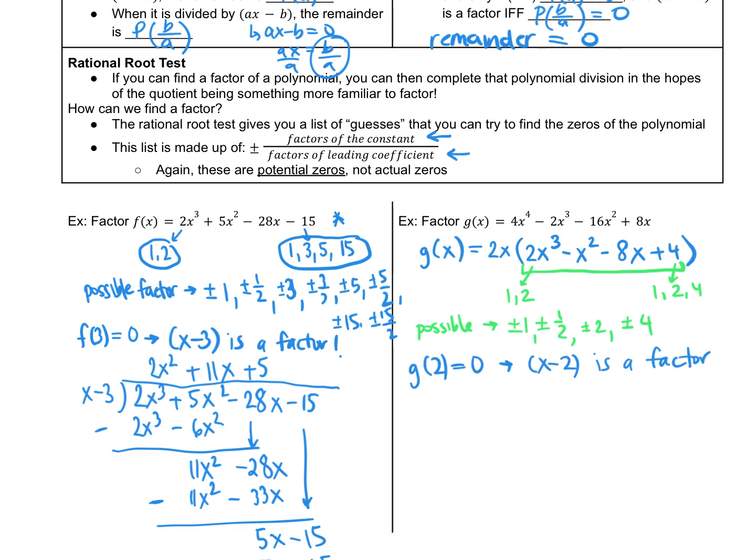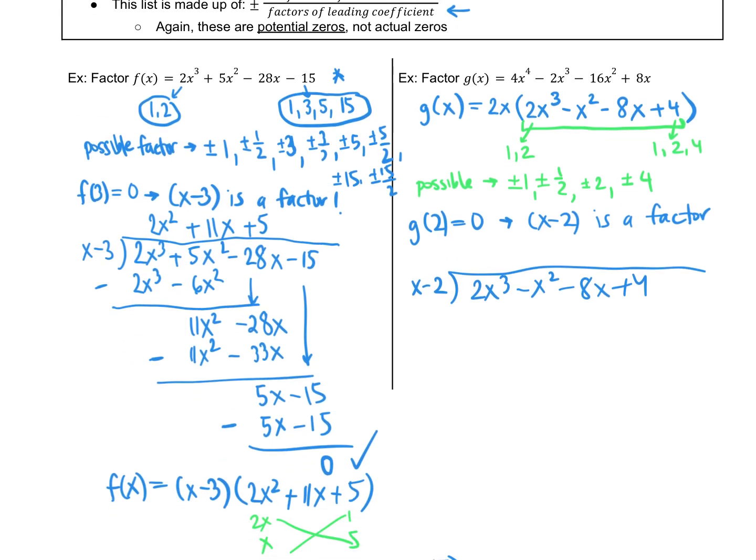And the reason I'm writing g of 2 even though I plugged it in here is because if I can get this to be 0, who cares what's going on here? 0 times that 2x will still be 0. It's still a factor. So now let's do our division. We're going to divide that cubic part, not going back to my original. We always want to clean it up more and more, and divide that by x minus 2.